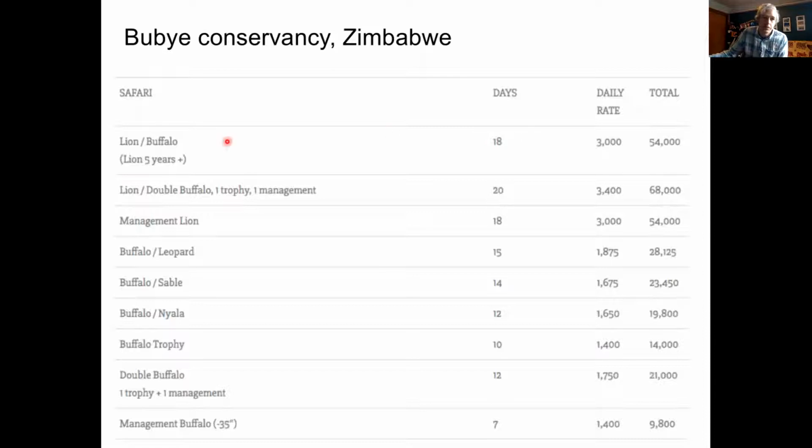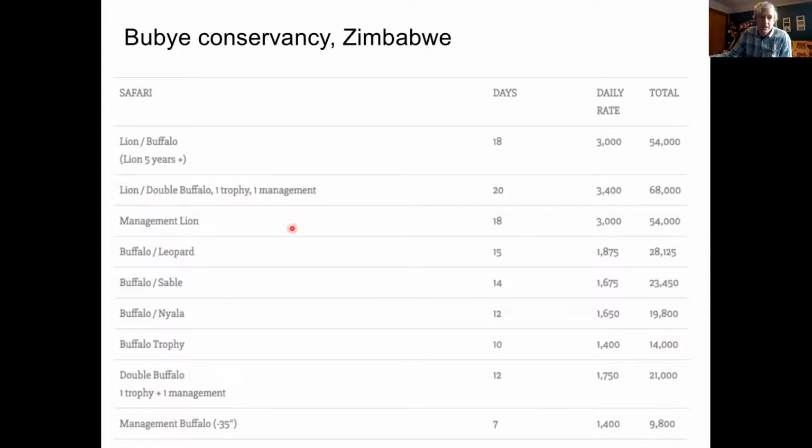So, for example, if you want a lion and a buffalo hunt, it's an 18-day hunt. The daily rate is $3,000. The total is $54,000. You pay that in advance, and if you end up getting both your lion and your buffalo on day 2, if you want, you can stay out to go and look at the wildlife, or you can go back, but you are still paying that full amount. You are not paying anything less.